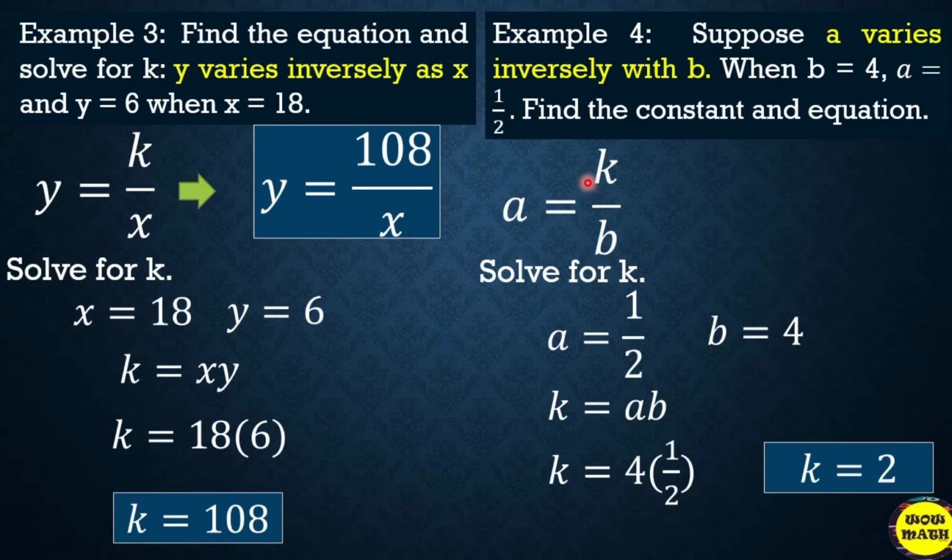So, balik tayo dito para makuha natin yung equation. So, A is equal to 2 over B. So, again, sa example number 4, yung constant natin ay 2. And then, yung equation natin ay A is equal to 2 over B.